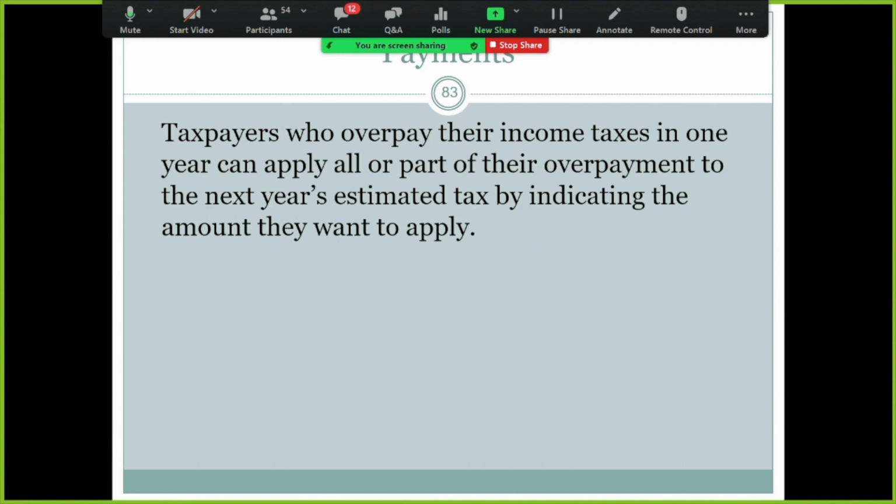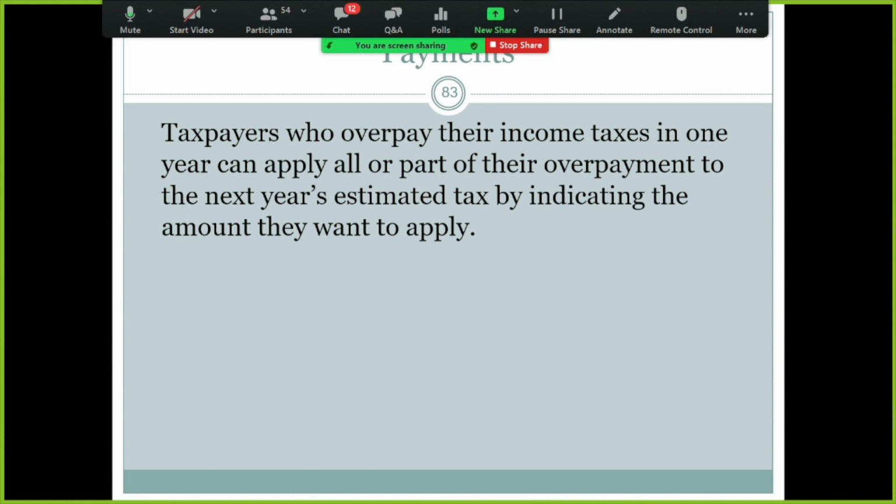So taxpayers who overpay their income taxes in one year can apply all or part of their overpayment to the next year's estimated tax by indicating the amount they want to apply. So we may have some individuals, again, they're self-employed, and they did do estimated tax payments, and they paid in more than what they needed to. So we prepare their tax return, and it shows that they're getting a $500 refund. Well, they're still self-employed, and they know, okay, I'm still working for the 2022 tax year, so why can't I just roll that $500 over to the 2022 tax year? Of course they can.